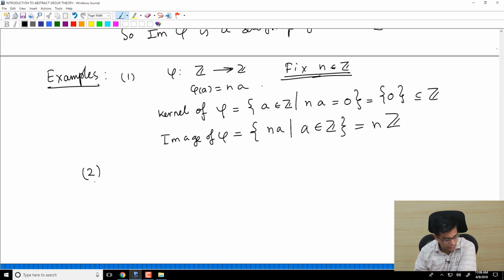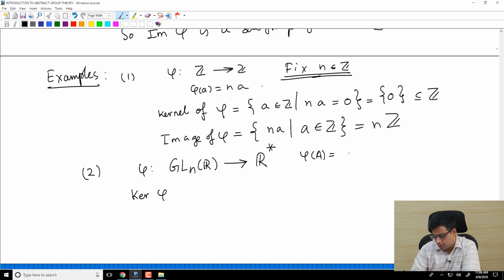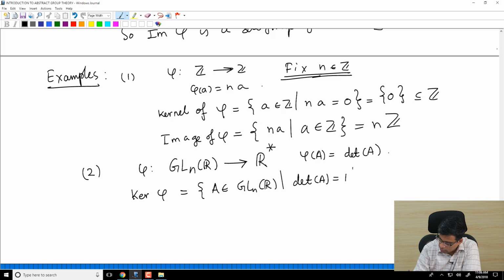And if you take the determinant homomorphism from GL_n(R) to R star, what is the kernel of this? So remember, phi of A is the determinant of A. The kernel is the set of matrices A in GL_n(R) such that phi of A, which is the determinant of A, is 1. So this is a subgroup by the previous proposition.